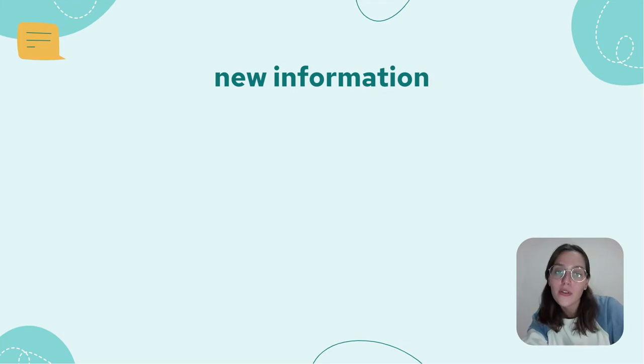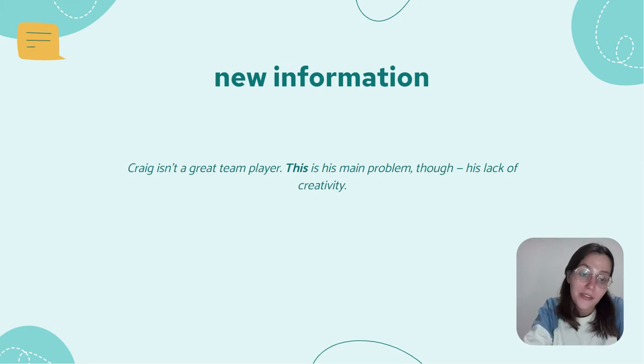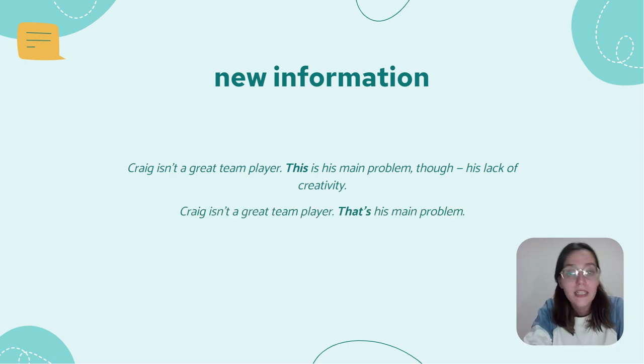What if we need to include new information by means of a pronoun? We can do so and refer to something that's going to come later on. Craig isn't a great team player. This is his main problem, though, his lack of creativity. So, Craig's lack of creativity is his main problem. Craig isn't a great team player. That's his main problem. In the case of that, I'm only referring backwards. So only this can refer to upcoming information.